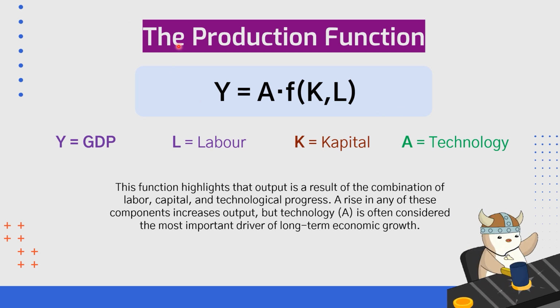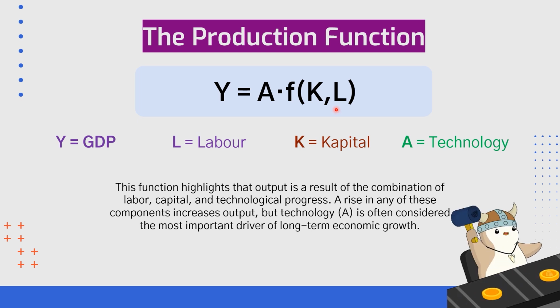Y represents the total output or GDP. A stands for the level of technology, which influences how effectively inputs are utilized. K stands for the machinery and infrastructure, or in other words capital. L represents labor, meaning the workforce that contributes to the production. This function tells us that output is determined not just by the quantity of capital and labor, but also by how efficiently these inputs are combined, which is influenced by the technology A.